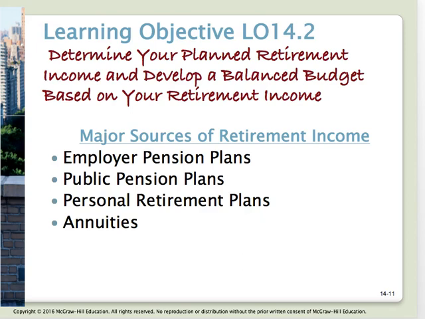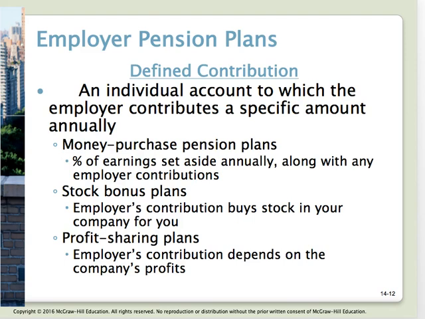Learning objective number 2, determine your planned retirement income and develop a balanced budget based on your income. So major sources of your retirement income are going to be any pension plans that you have, any public pension like Social Security, any personal retirement accounts that you have, and any annuities. Looking at your employer pension plans.